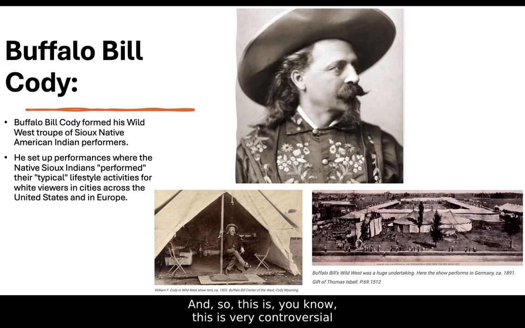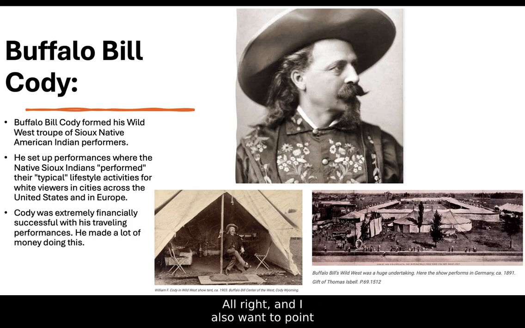And so this is very controversial, and he's a complicated person. But I just wanted to throw this in here because mostly what we're talking about are Gertrude Kasebier and Wendy Red Star. All right, and I also want to point out that Cody was extremely financially successful. He eventually started to drink and he lost his money, but for a long time he made a huge amount of money taking this big troupe of performers on the road. Other performers like Annie Oakley performed with him as well.